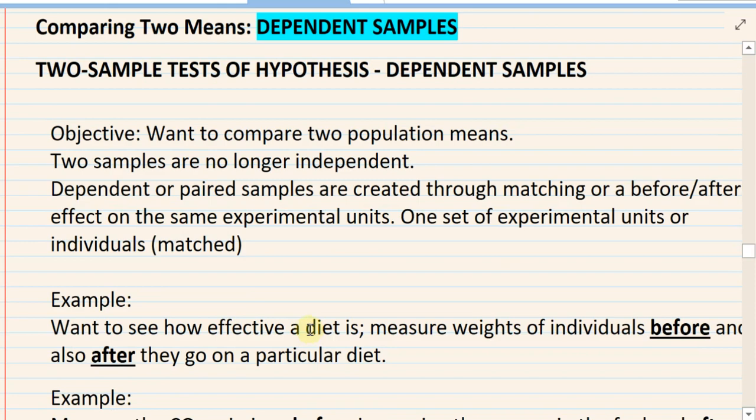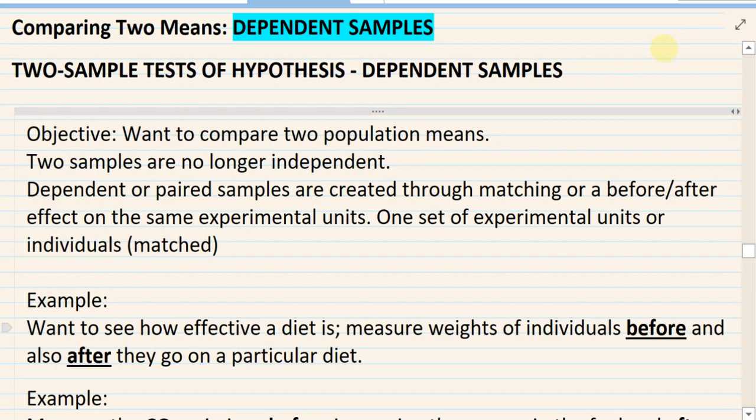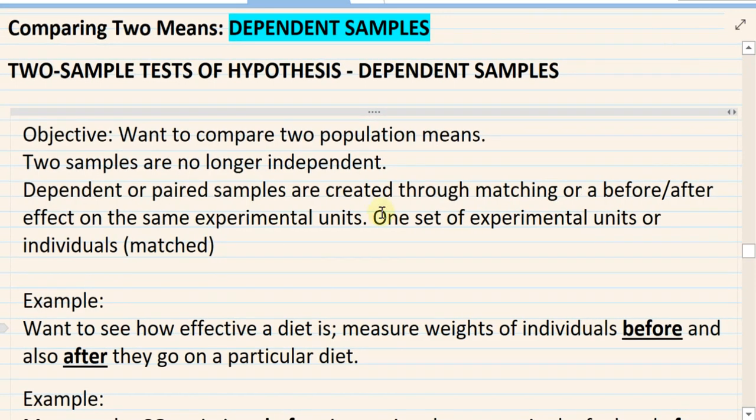Let's take a look at our examples. In this example, let's say we want to see how effective a diet is. So, what are we going to do? We're going to measure the weights of individuals before they go on the diet and after they go on a particular diet, maybe 2 weeks later, 3 weeks later, whatever that time interval is.